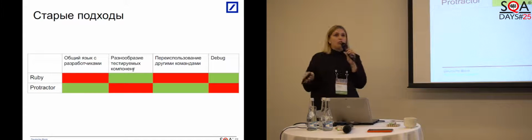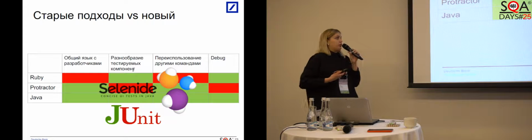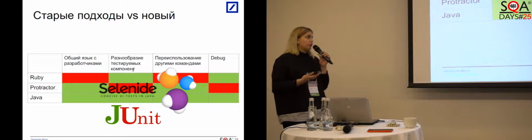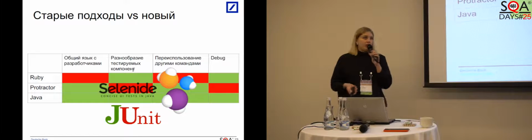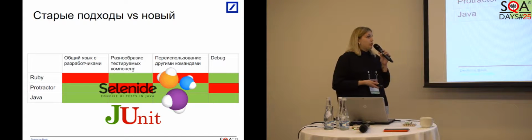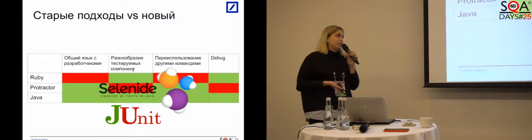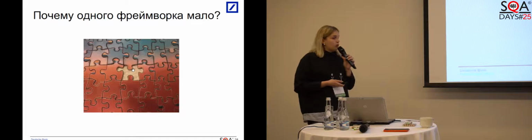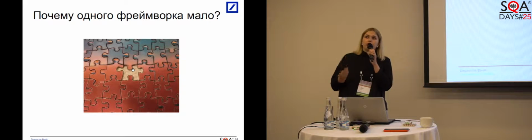Thus, in exploring our approaches, we came to the conclusion they both have a number of disadvantages. So, as an instrument for automation, we decided to use the most popular language at the time in the company, which did not possess those disadvantages. We use Java with JUnit and Selenide, a currently developed and popularly used framework. But one framework was not enough.